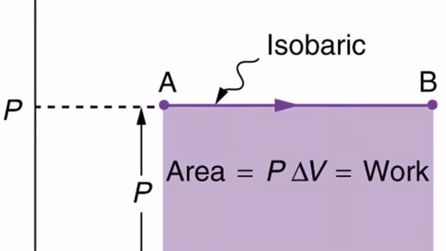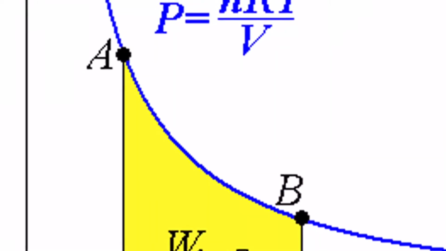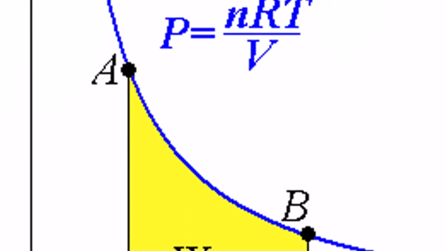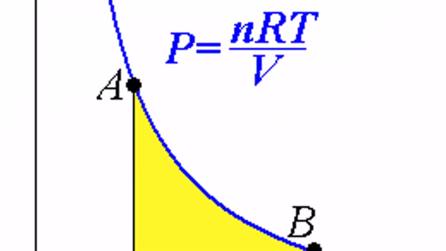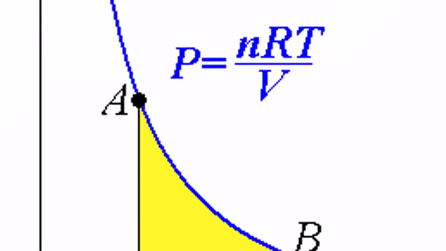pressure to equalize. An isothermal process would be portrayed by this graph. In the process, the pressure and volume both change while the temperature stays the same. This causes the curve in the graph.